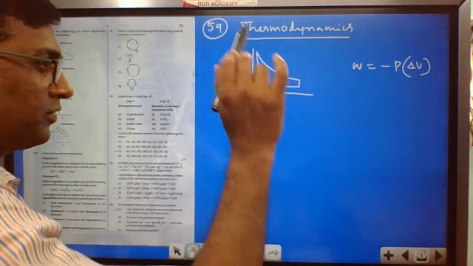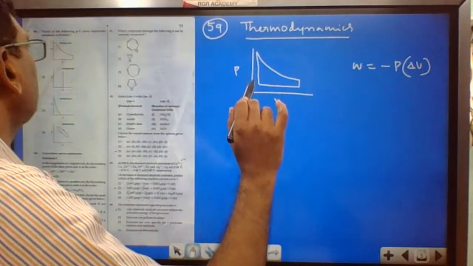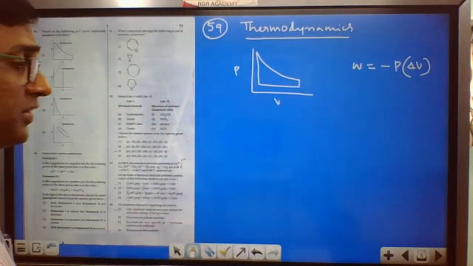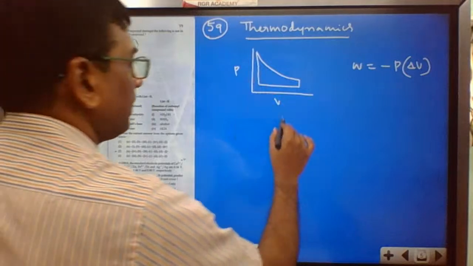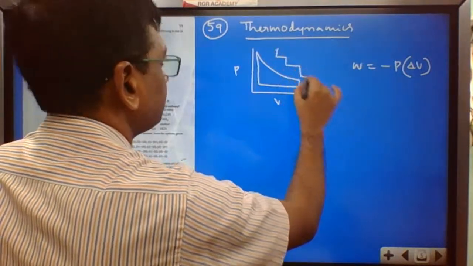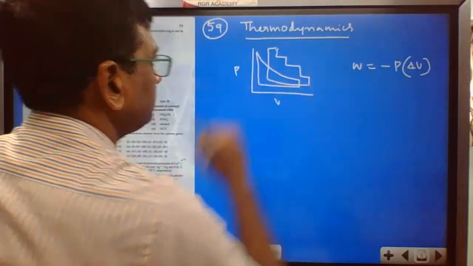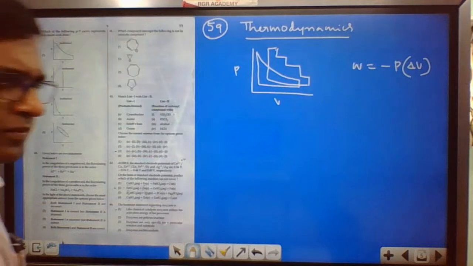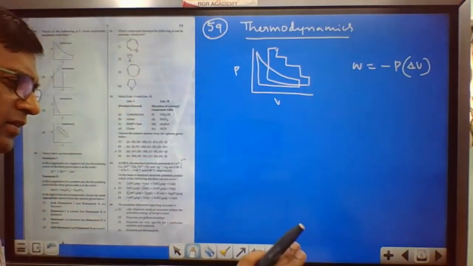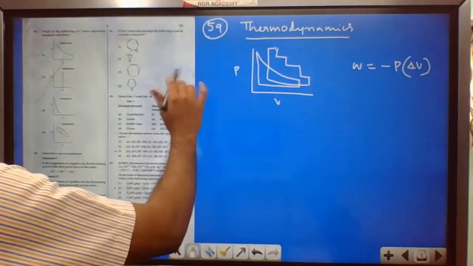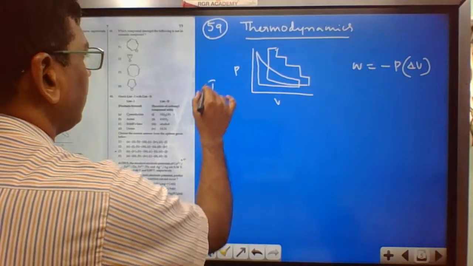In case of isothermal reversible compression or expansion, you will get a graph like this. So work done will be maximum in reversible isothermal expansion or compression. Okay, so the right option for 51 is option 1.